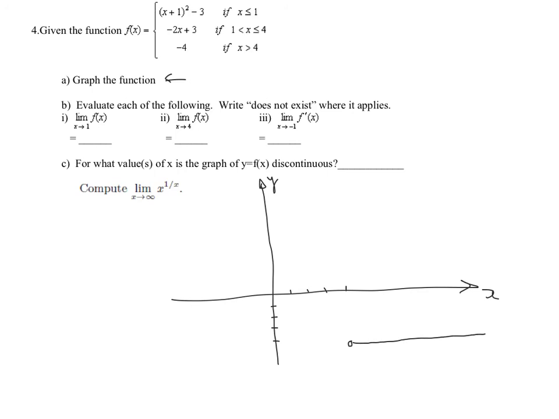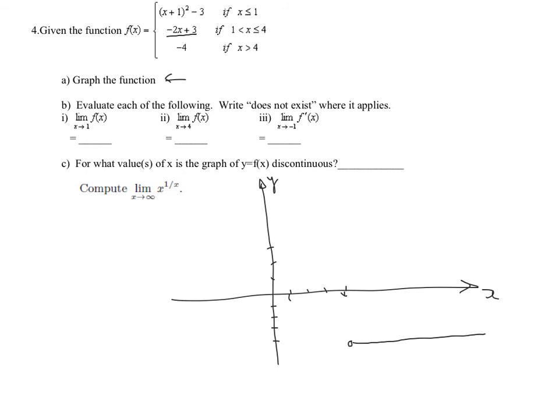The next one is between 1 and 4. 4 is also included. You have to plot negative 2x plus 3. Looking at negative 2x plus 3, first of all, it's a linear function. The y-intercept is 3. So this is 1, 2, 3. The y-intercept is going to be 3. But the function is between 1 and 4. So between 1 and 4 here.